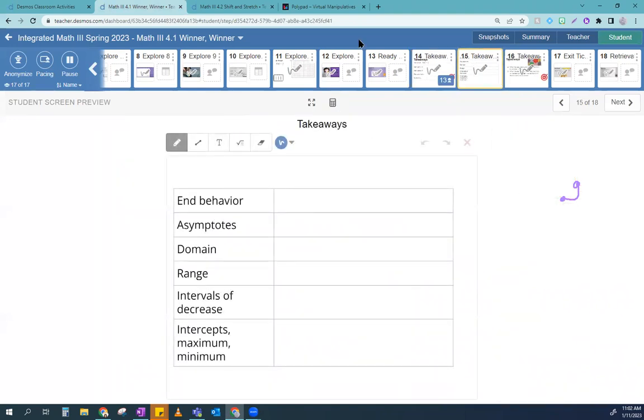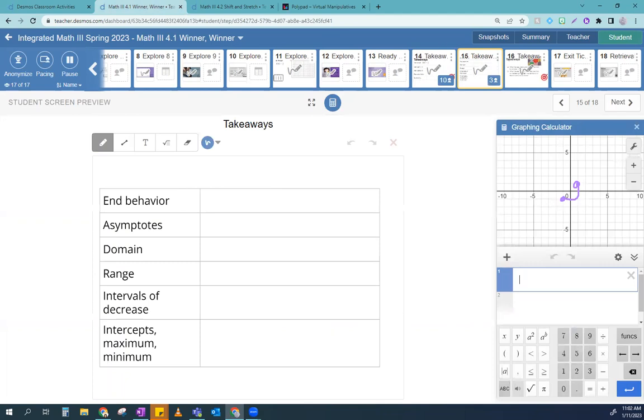So end behavior, we should consider as well. Let me clear my little screen here. So here, 1 over x, end behavior. Yes, it has end behavior. What's happening at the ends? What's happening at the ends, guys?